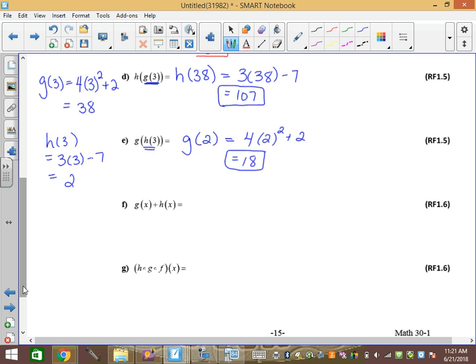Then I have g of x plus h of x. There's nothing to fill in for these values, so I actually have to fill in the entire equation. g of x is 4x squared plus 2, plus h of x, which is 3x minus 7. If it was a subtraction sign, I'll go through that in a second. So plus doesn't matter. I'm going to get 4x squared plus 3x minus 5. And I'm done. Please do not set it equal to 0 and solve.